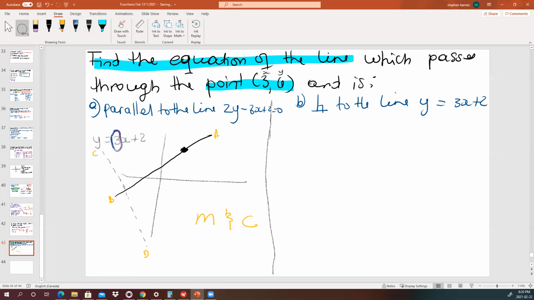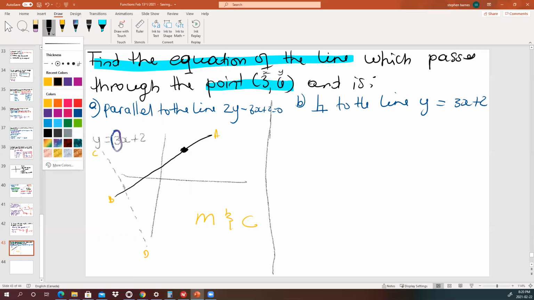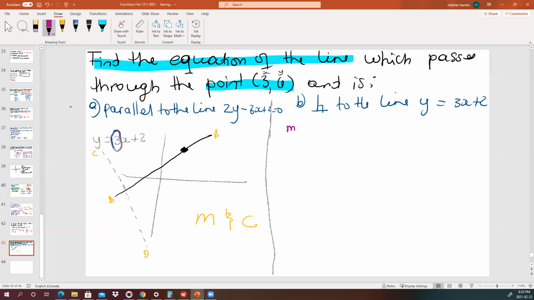But I always advocate for knowing both ways, even if you have a preference, because you don't know what can happen when you turn up in the exam. So let's use it the other way. It says the gradient of one is the negative reciprocal of the other. So we have the gradient of one to be 3. So we know that the gradient of CD is 3.